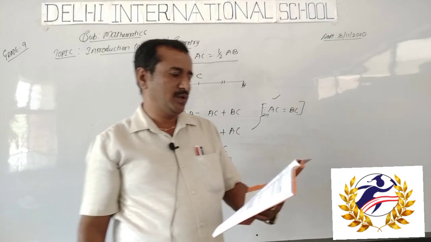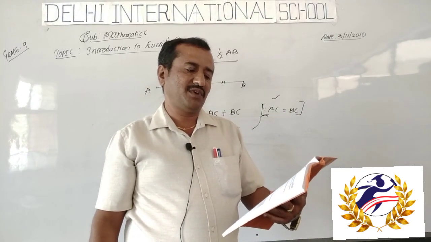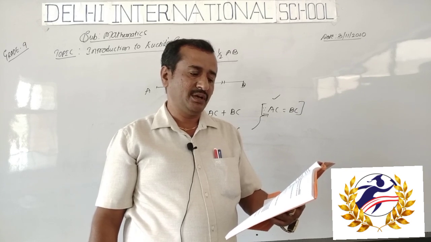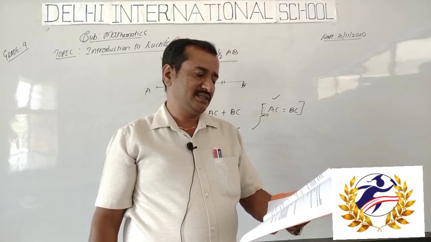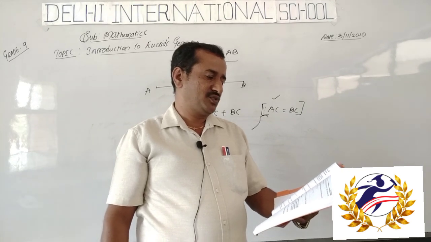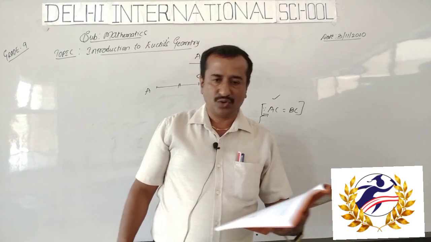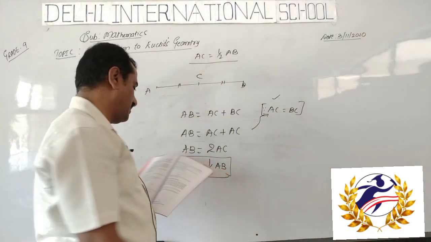Next, in question 4, C is called a midpoint of line segment AB. Prove that every line segment has only one midpoint. That is also more or less the same method. In the figure for the 6th question, AC is equal to BD. Then prove that AB is equal to CD.